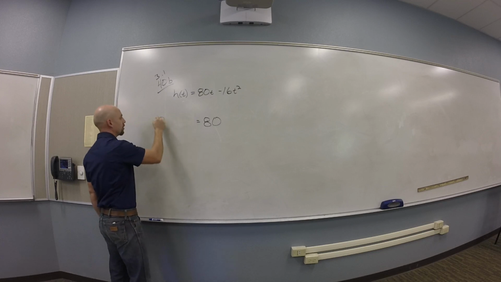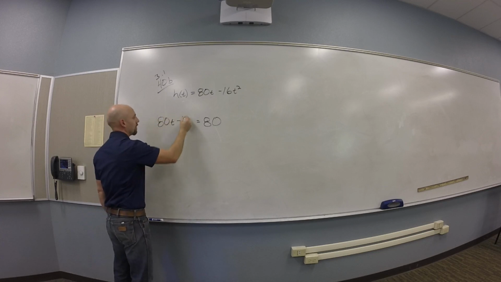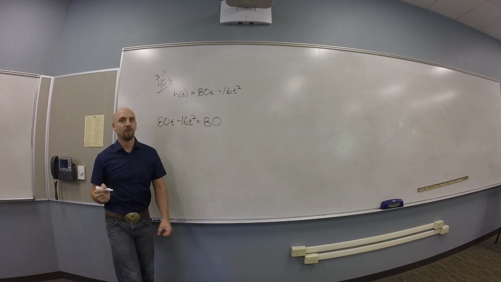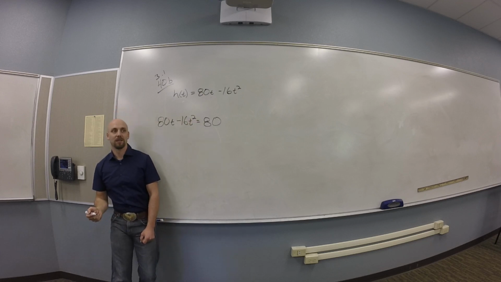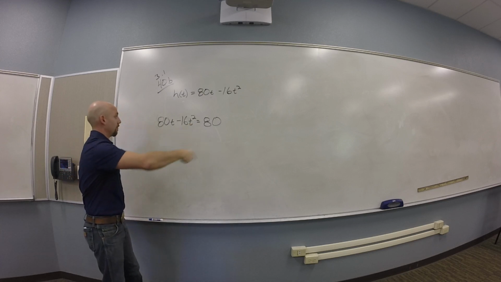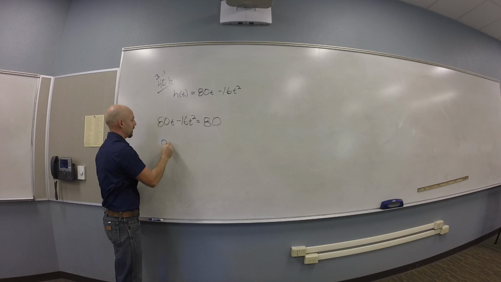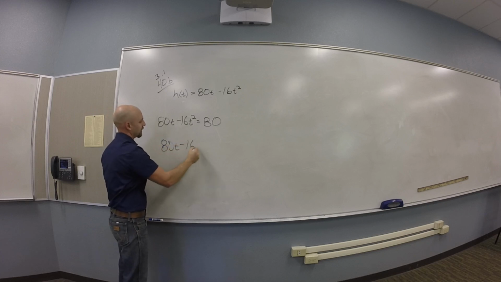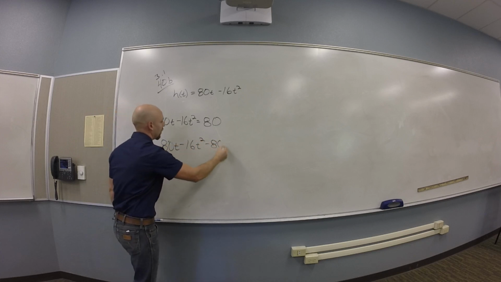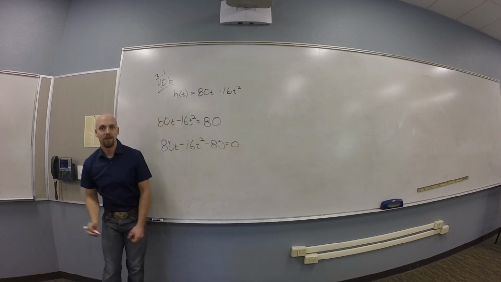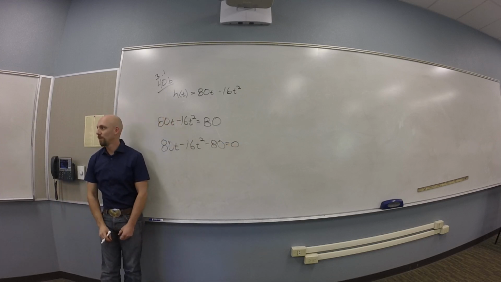So take your h, turn it into the formula, get this. Next, move 80 over to the other side so it's all on the same side and equals 0. So you get 80t minus 16t squared minus 80 is 0. Then what? You can factor out a negative 16. Yeah, you could cram all this in the quadratic formula, right?